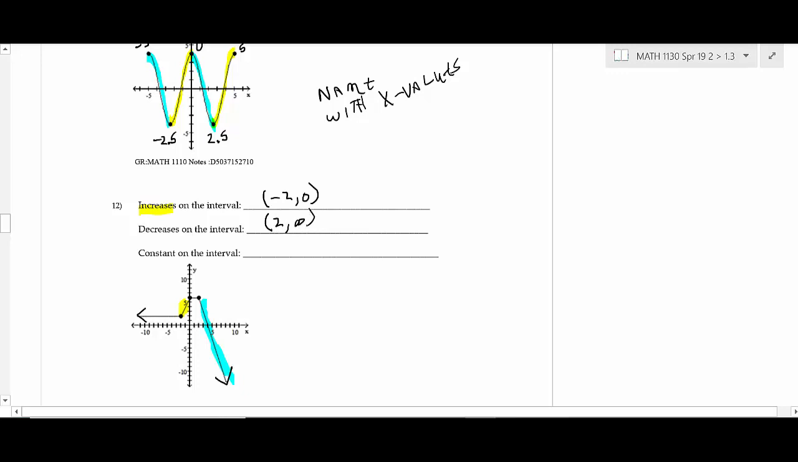Okay, it's constant in two places, so that would just be where it's level. So the answer you should have on that is this part right here is -infinity to -2. And then this part right here is going from 0 to 2, like that. Okay, so that's how you name the intervals. Always use parentheses when you're asked the question of increasing, decreasing, and constant. Okay, all right, everybody solid with that? Okay. Generally, I don't see too much trouble with that.